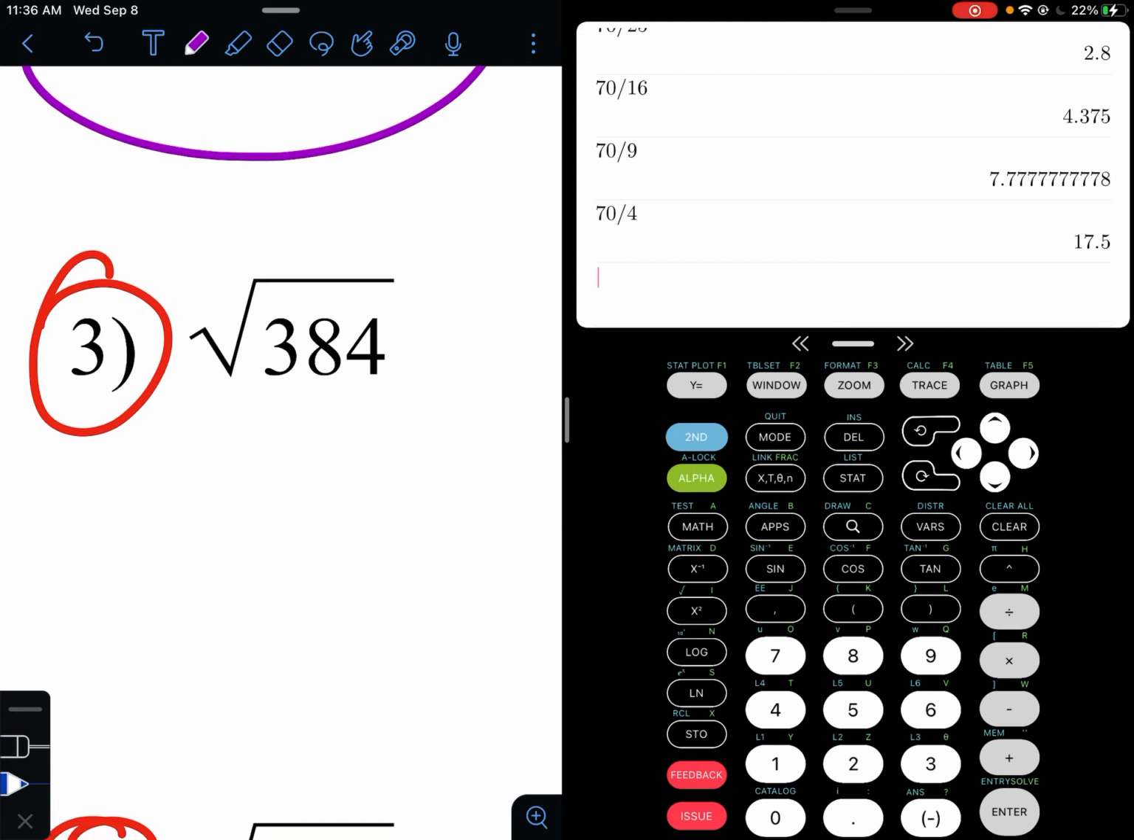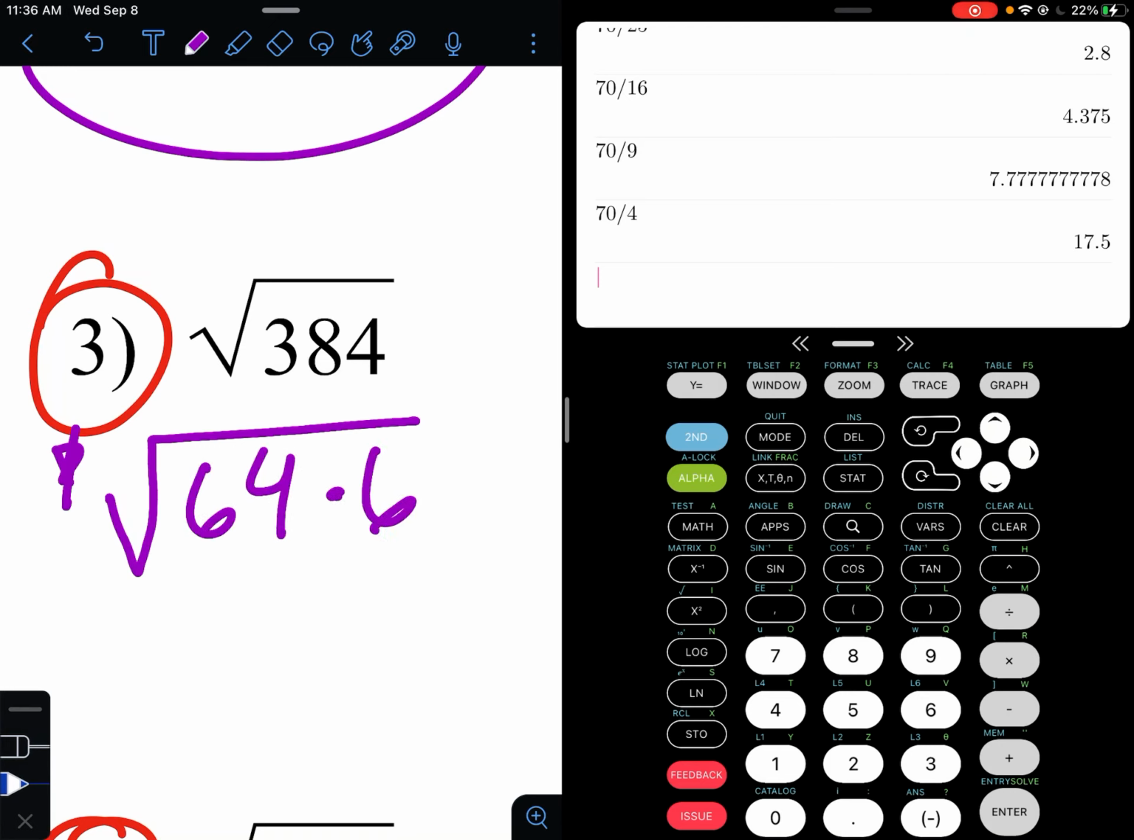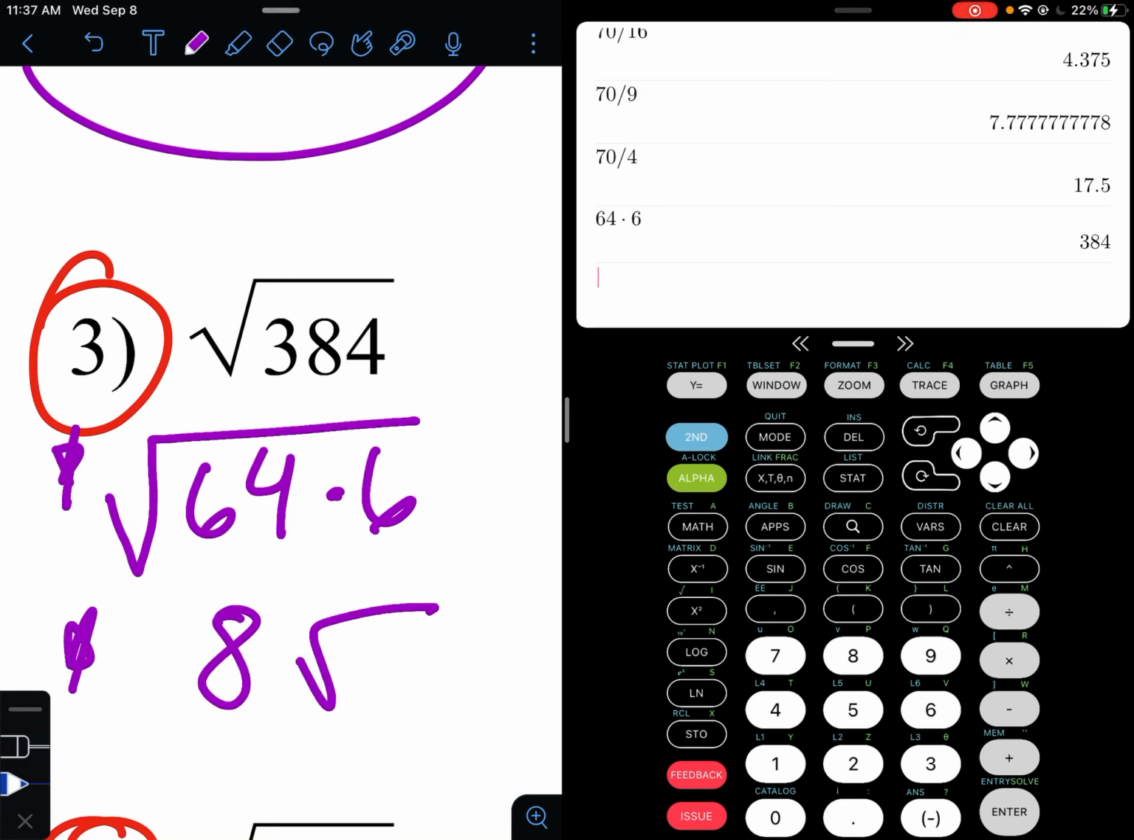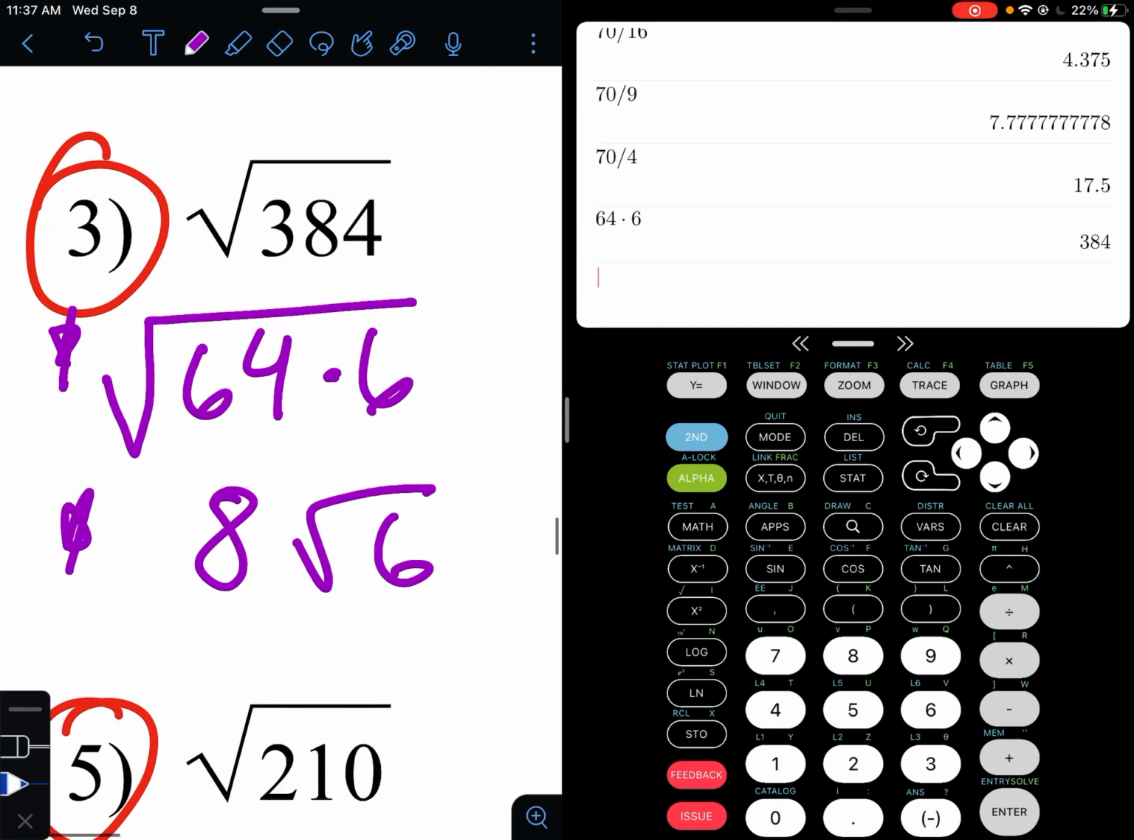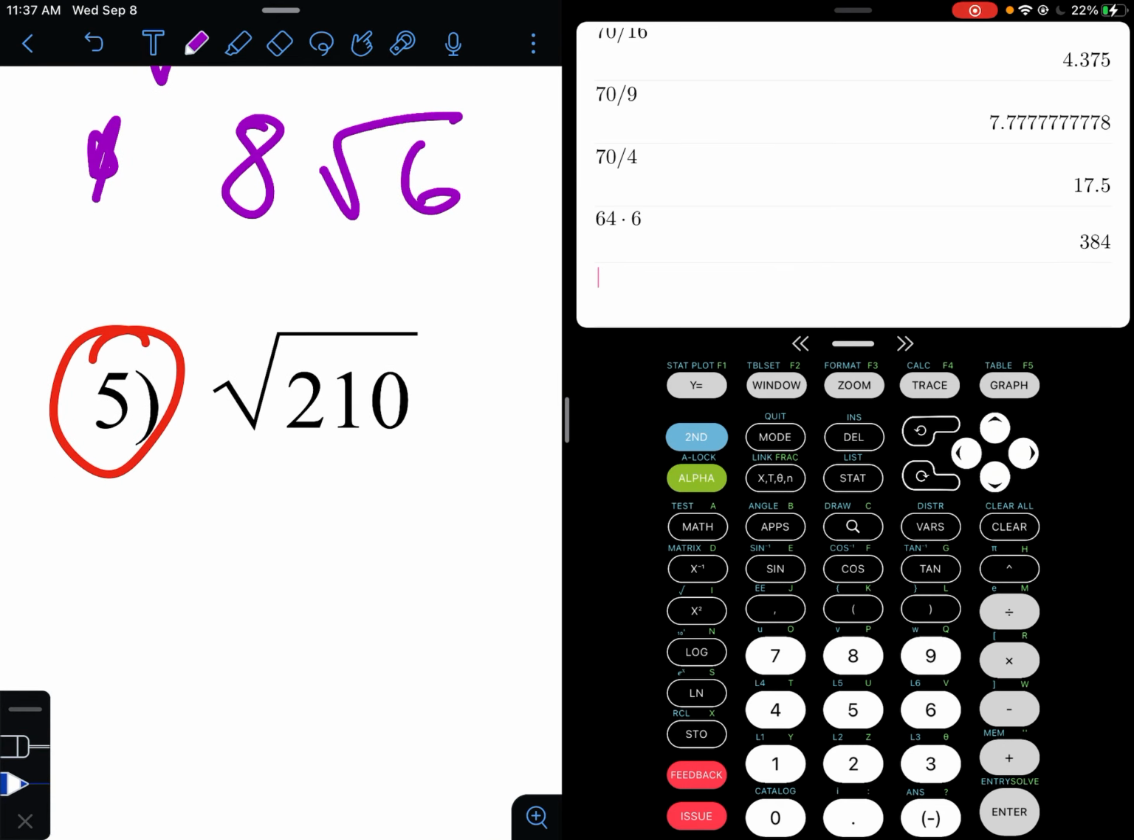First off, I want you to find the biggest perfect square that's a factor of 384. When you do that, hopefully you figured out that 64 times 6 is going to give me 384. So now we're going to simplify this. What would be root 64 times 6 simplified? You should get 8 root 6. Awesome job. Now I want you to go ahead and try 210.